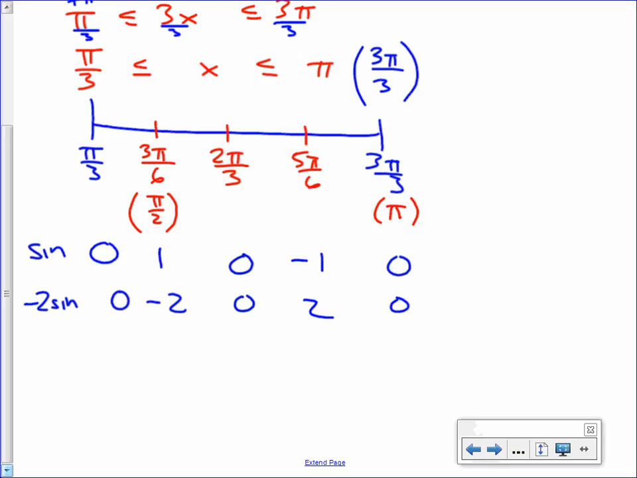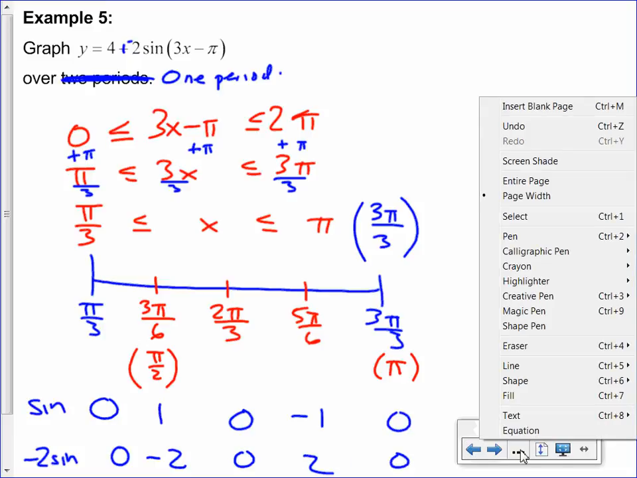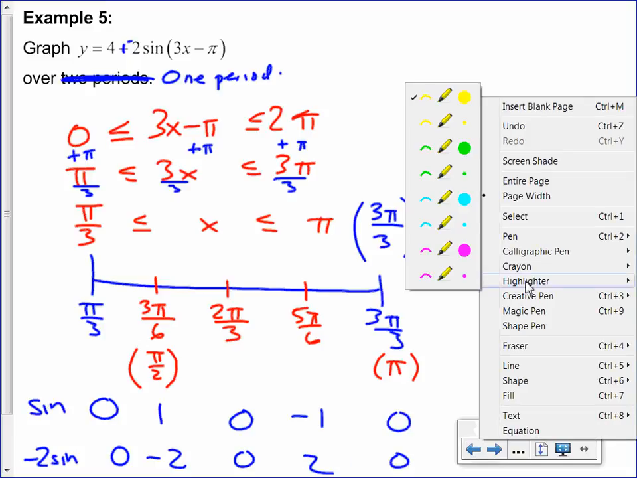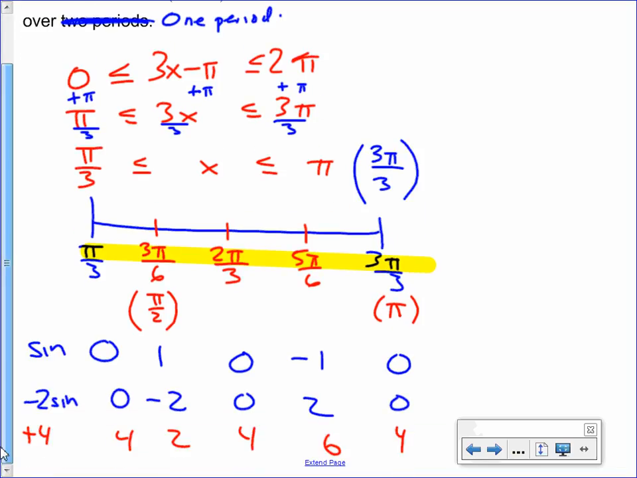And what are we going to add to everything? 4. That's it. So the last step is the plus 4 part. So 4 plus 0 is 4, 2, 4, 6, 4. Once you have the first line and the last line figured out, then we're ready to graph.